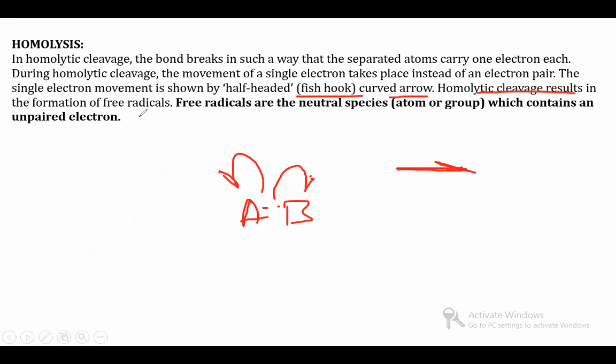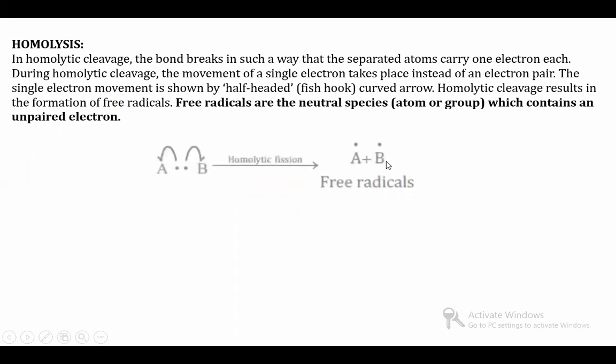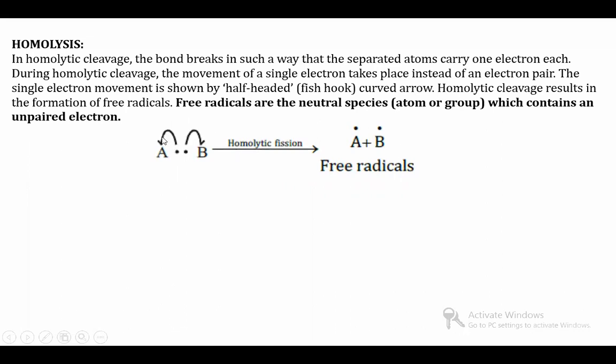Homolytic cleavage results in the formation of radicals, free radicals. Free radicals are neutral species which contain an unpaired electron. In homolytic cleavage, equal cleavage, the atoms get separated equally. You can notice this AB cleavage shown with fishhooks, and A dot and B dot form the free radicals. So that is homolysis.